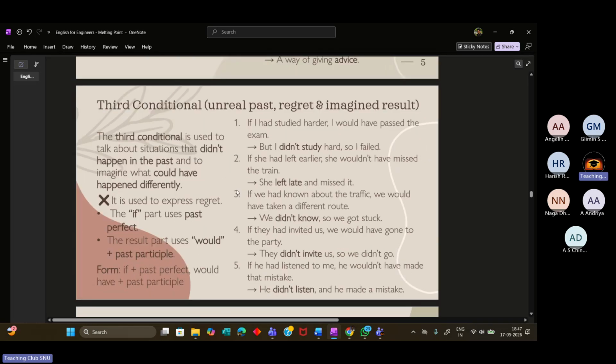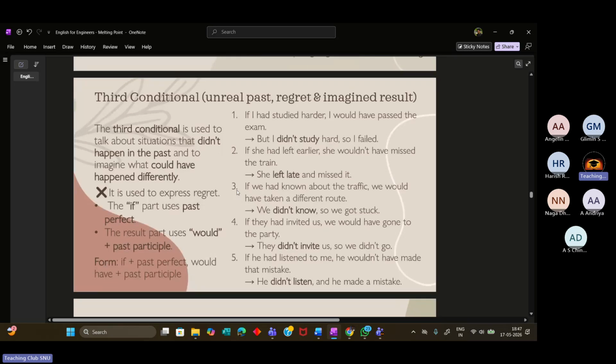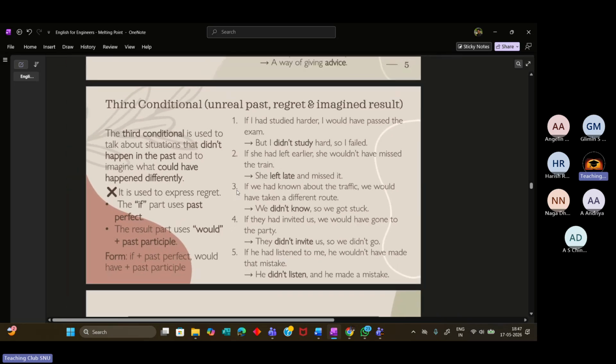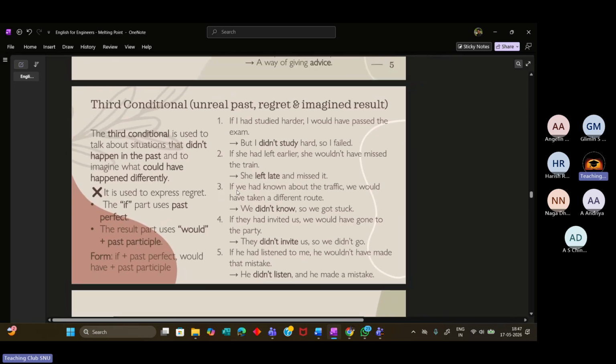Next, the third conditional. Third conditional is something which we use to express a regret. So what we do is we make both the condition as well as the result in the past. If that had happened, I would have done that. Both of them are unlikely to happen, I mean, they didn't happen, but they should have happened.